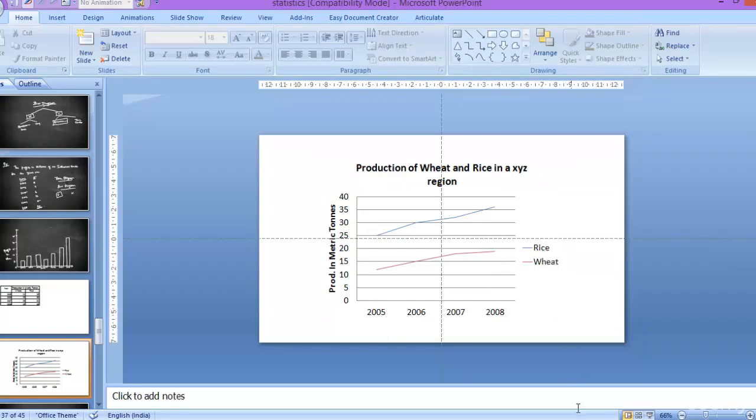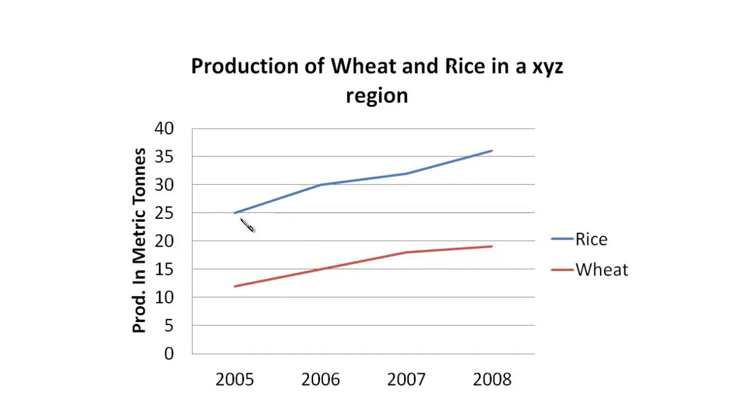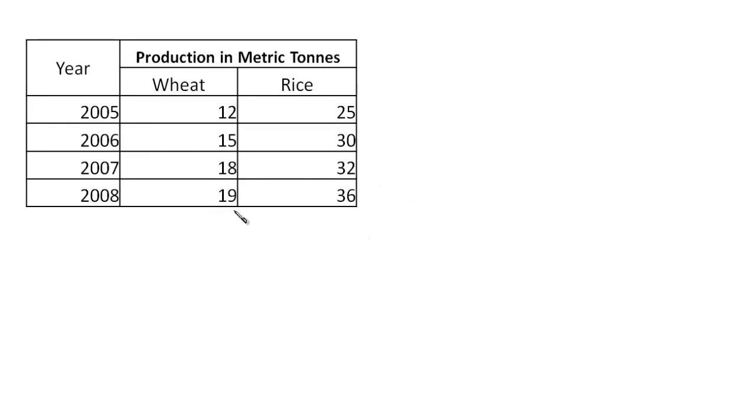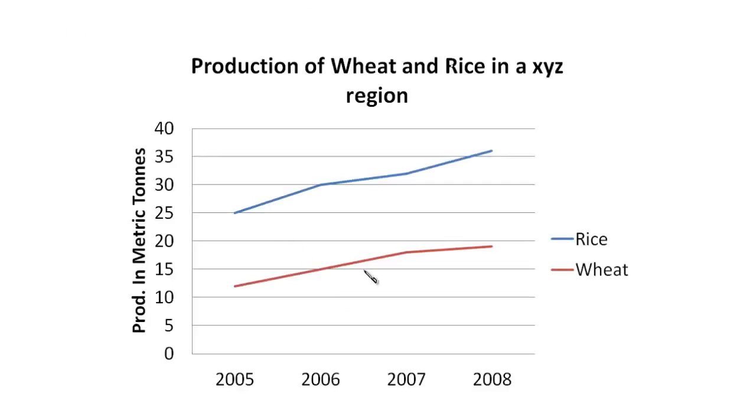and if you see the rice has been steadily increasing from 2005 to 8, and wheat also is increasing parallelly. But what you can understand is rice production is at 25 metric tons and it has crossed 35 metric tons, whereas the wheat production, which is this brown color, is somewhere like 10 or 12 metric tons, and it has gone up to 19 metric tons. So whatever you had as a table is now available in the form of a diagram. This is the line diagram.